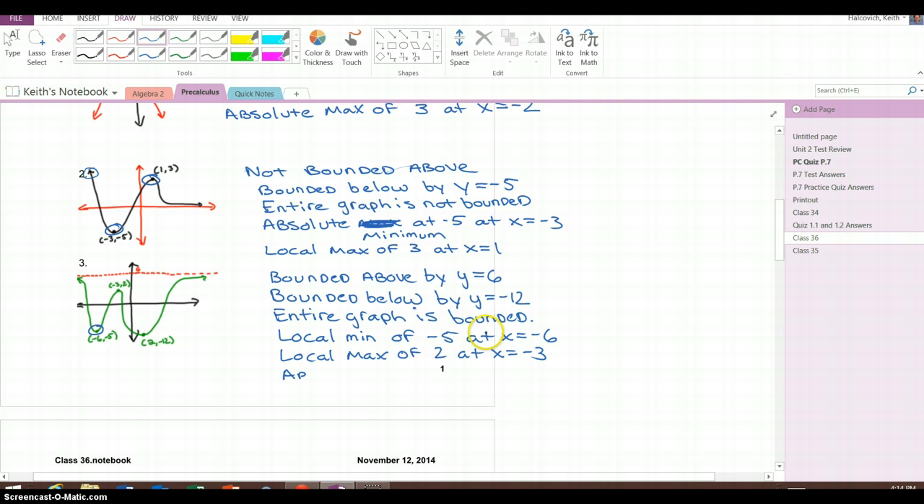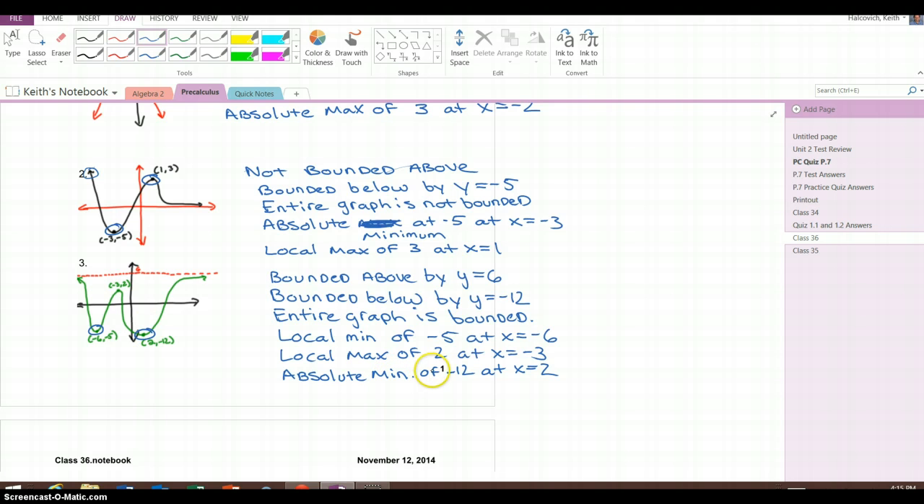You have an absolute minimum right here at the bottom. That is the lowest point, -12, at x equals 2. There's no absolute maximum because there's no top of the parabola that is at 6. The parabola just goes close to 6, but it doesn't actually touch it. So there's no absolute maximum in this case.